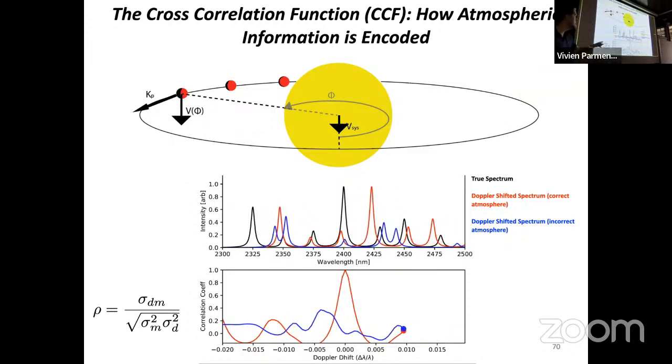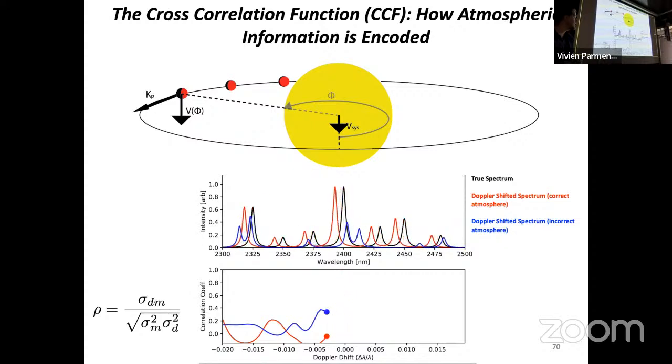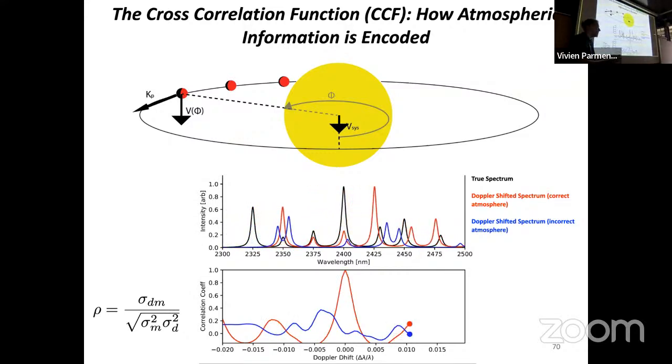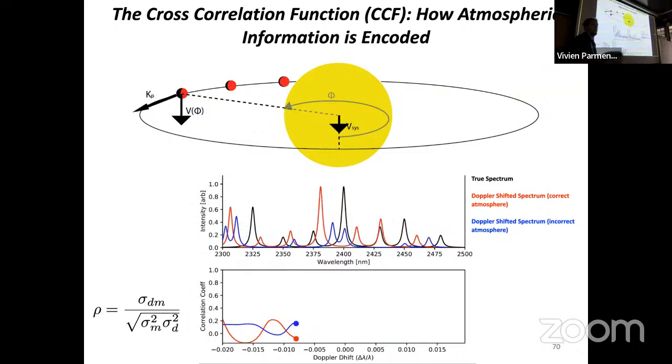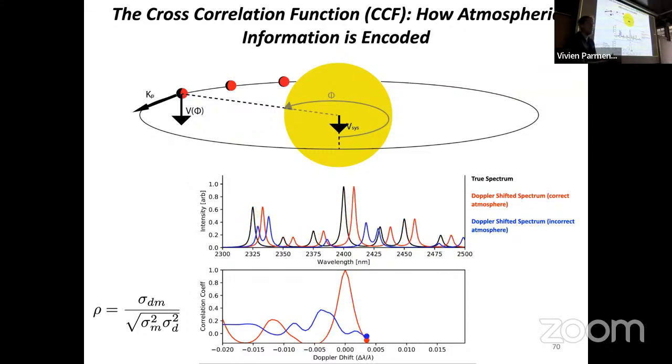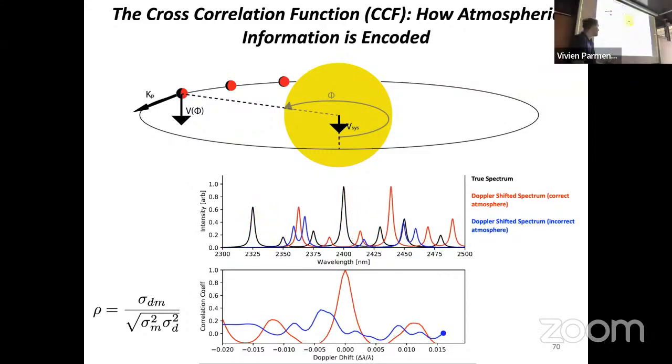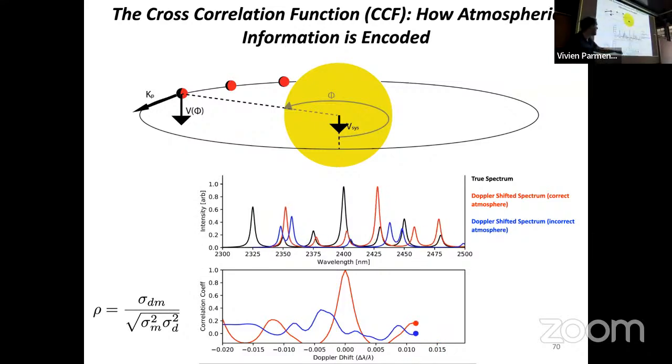We use this cross-correlation function, meaning you do a model. That's where physics comes in again. And with that model, you cross-correlate the data, and you shift it in velocity. And if at the expected velocity of the lines you have a peak in the cross-correlation, like, bingo, I found my planet. It's not at another velocity, but it's here, so it has to be my planet. That's what's typical.